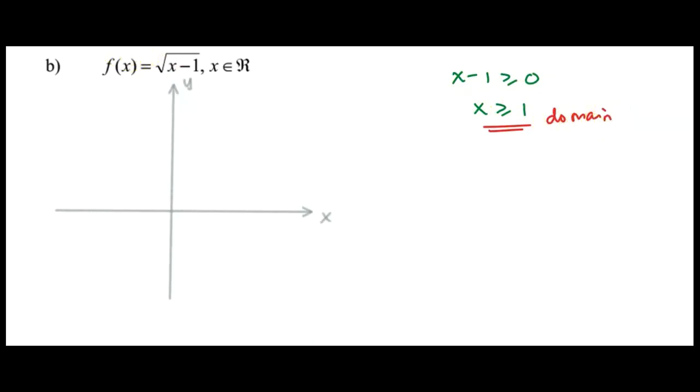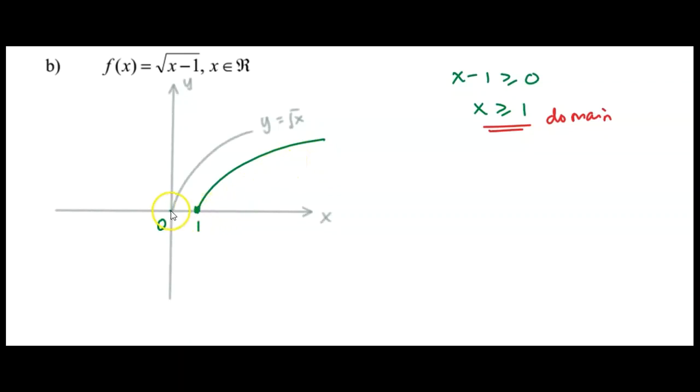So from this domain, you know that the graph only exists starting from 1, and then it will go up to infinity. The shape will be the same as y equals square root of x, but it will move 1 unit to the right-hand side. When you have x minus 1 inside the square root, if this is a negative 1, it will shift your graph. Originally, you have your basic graph y equals square root of x. You shift your graph 1 unit to the right-hand side.